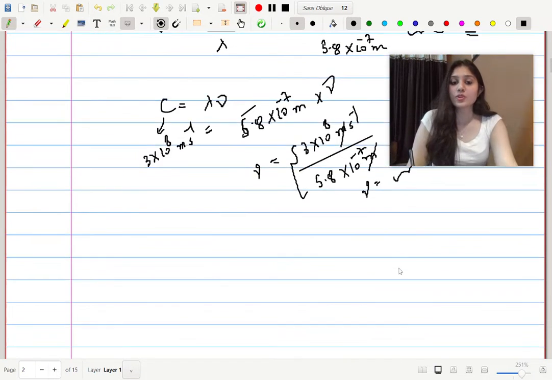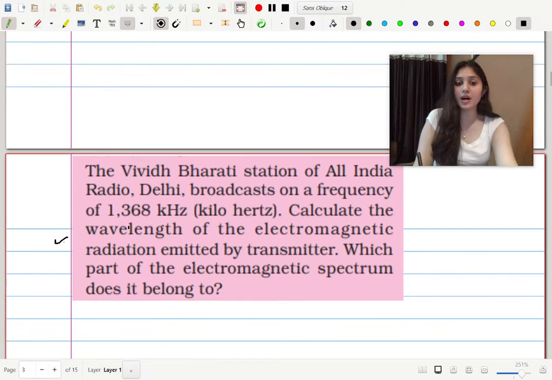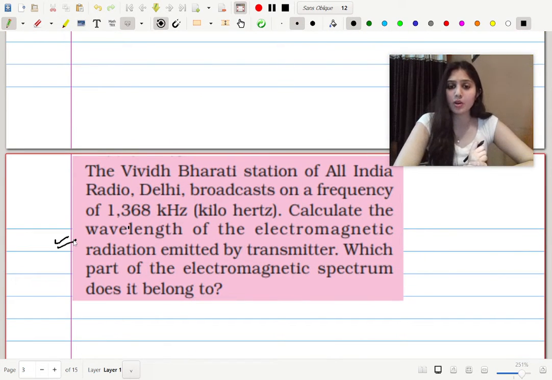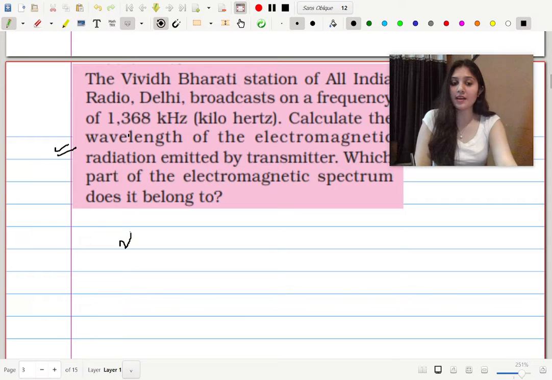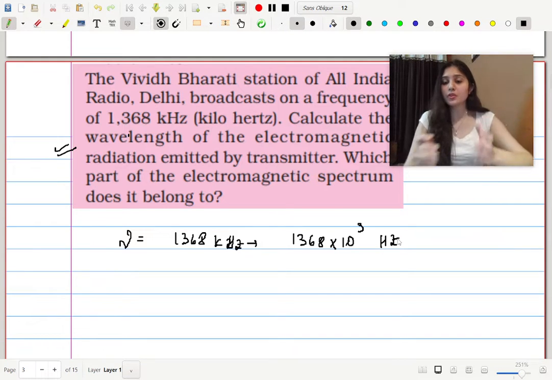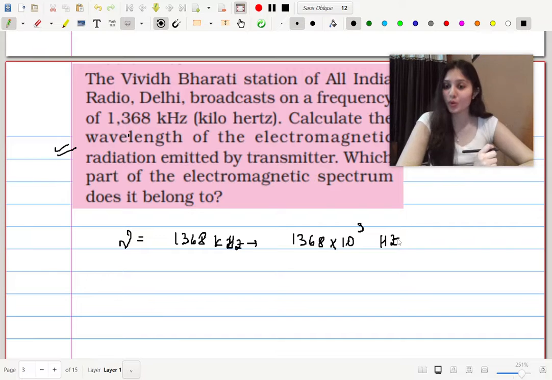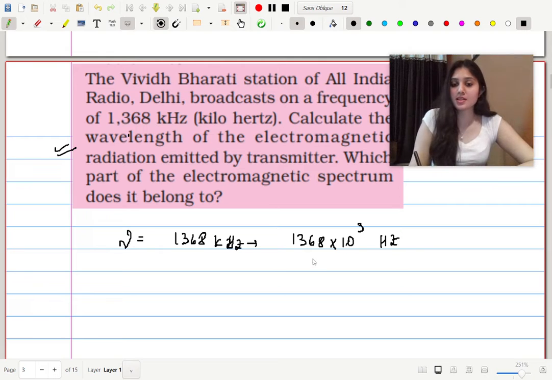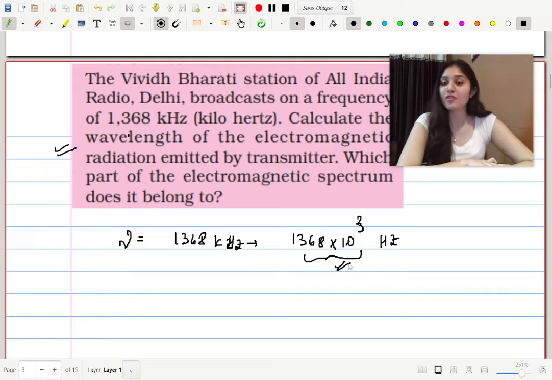All right, the next question which we have is this: the Vivid Bharati station of All India Radio Delhi broadcasts on a frequency of 1368 kilohertz. Okay, so we have a frequency, which is 1368 into 10 to the power of what? 3 hertz. If you're not comfortable with unit conversions, I have made a video on that as well, so you can go and watch that, because you should. Otherwise, great. So this is 10 to the power 3 hertz. Okay, so we have this frequency in comfortable units.